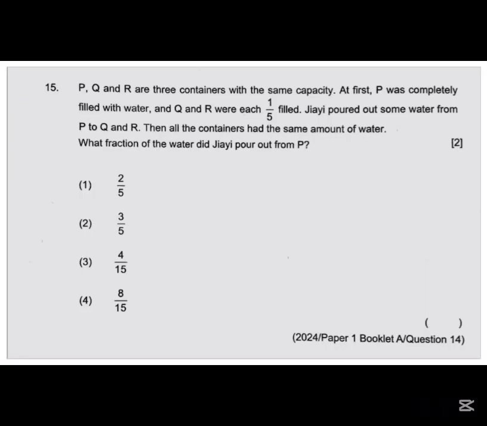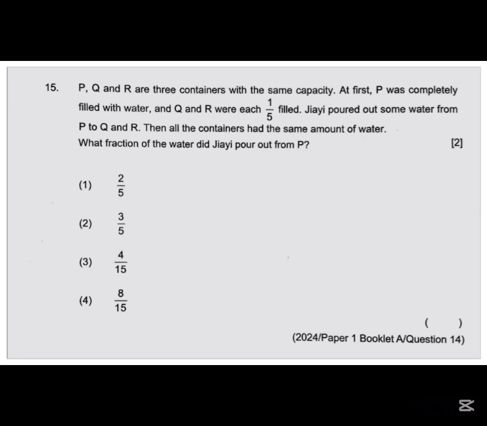Okay, so for this question, P, Q, and R are three containers with the same capacity. So they've got the same size, same volume. At first, P was completely filled with water, and Q and R were each just 1 out of 5 filled. Jia poured out some water from P to Q and R. Then, all the containers had the same amount of water. So what fraction of the water did Jia pour out from P?